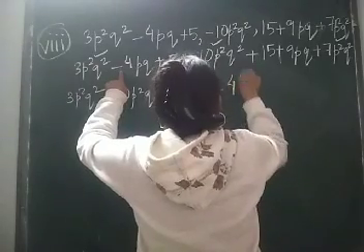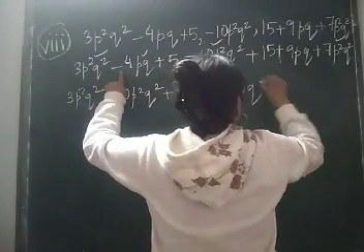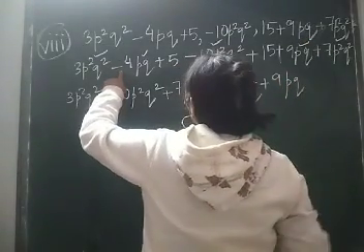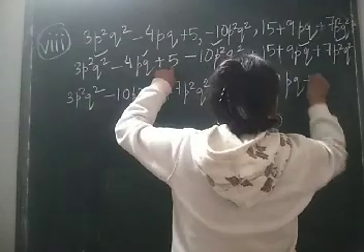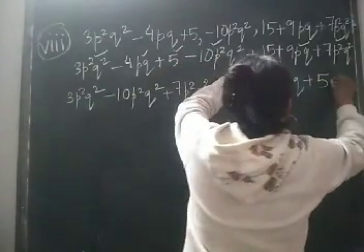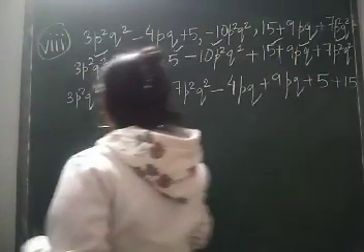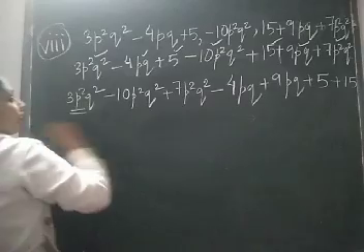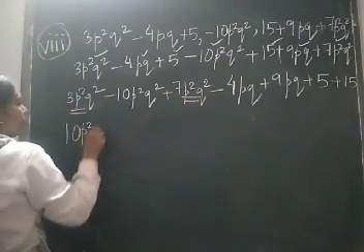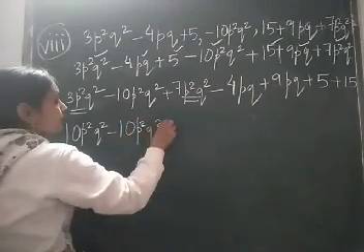Minus 4pq. Any pq term? Yes, plus 9pq. Then plus 5. You are over. And plus 15. All the terms are over. 3 plus 7 gives us 10, 10p square q square minus 10p square q square.